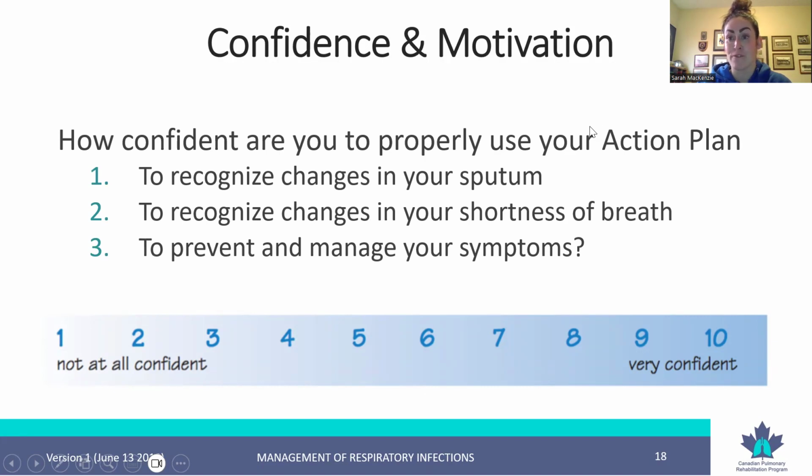Well, if this was the first time that you've heard all of this, you might not be super confident. But the good news is we have 2 more presentations and we'll work on filling this out. You'll have lots of opportunity to get questions answered so that at the end of the program, you have a comprehensive document with all of your management strategies on there. So recognize changes in your sputum or phlegm if you have any. Recognize changes in your shortness of breath and prevent and manage your symptoms. So give yourself a number out of 10. If it's less than 5, that just means we need to have some more conversations and do some more work, and that is okay. That's the point, right?